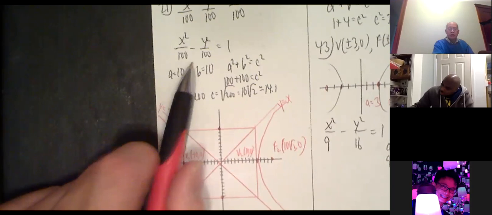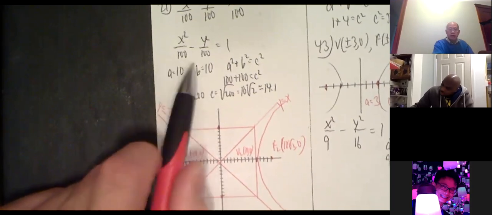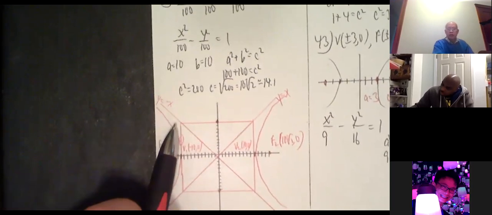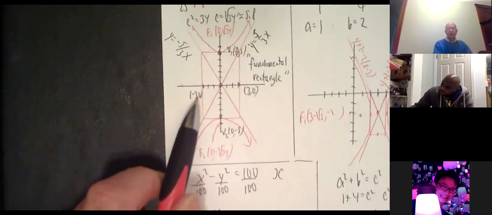But it doesn't matter in this case. Again, A and B can be equal. A can be bigger than B. A can be less than B. It doesn't matter. It's still a hyperbola. The only difference this time is my fundamental rectangle is a square.